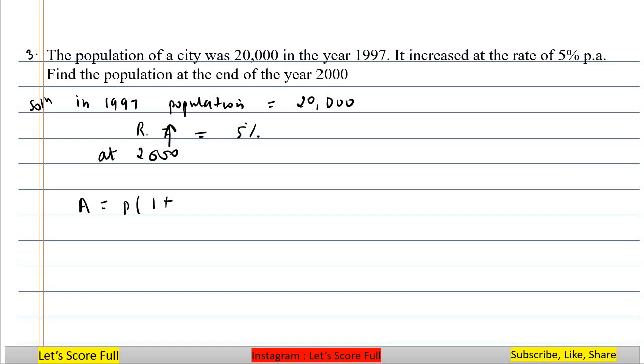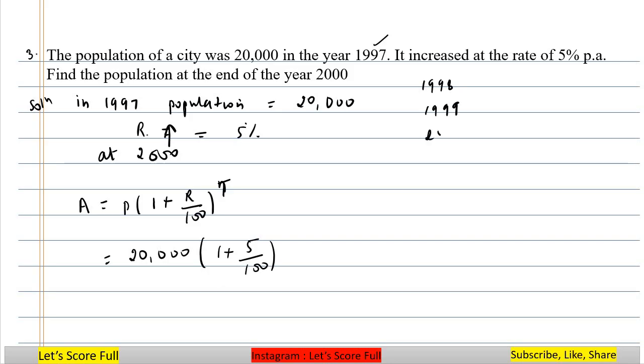As the population is increasing, use the plus sign: 1 plus r by 100 raised to time t. So the initial population is 20,000. 1 plus rate of increase, 5 upon 100, raised to how many years? See, in 1997, then there is 1998, 1999 and then 2000. So 1 year, 2 years and 3 years, in 3 years, right?